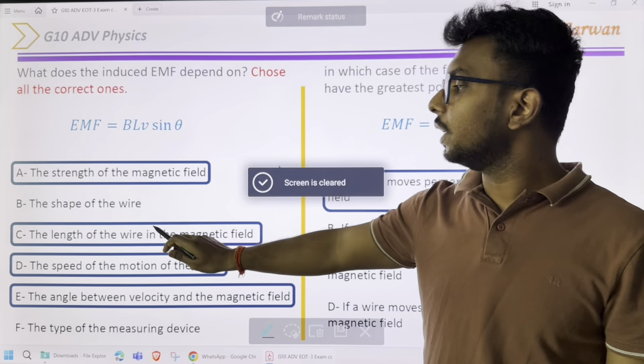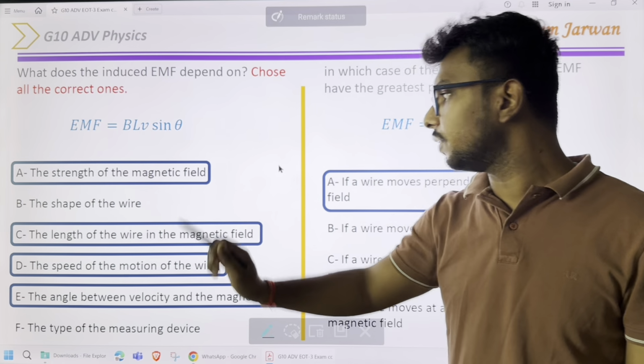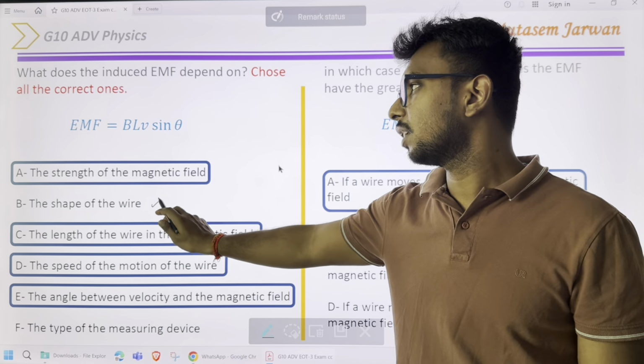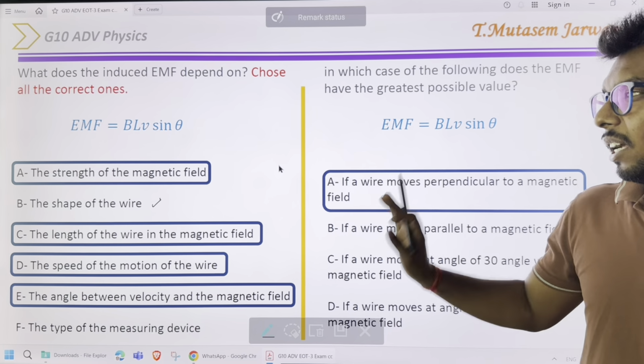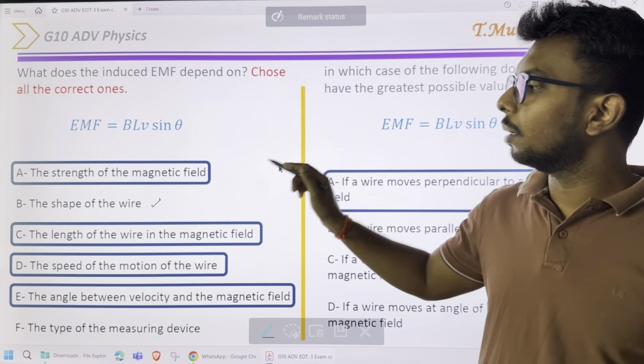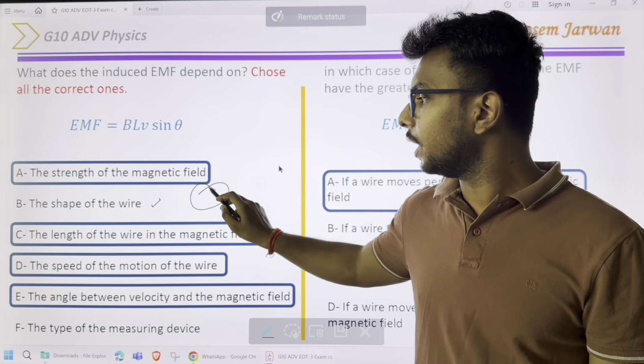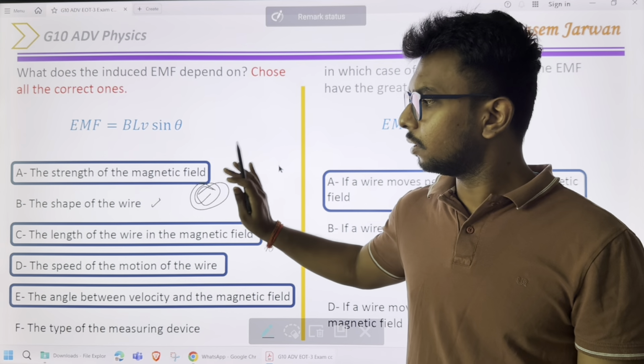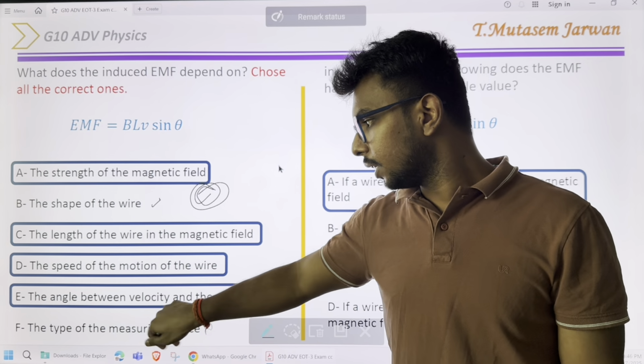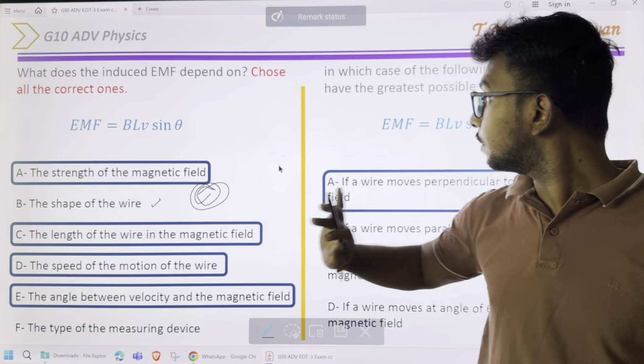the strength of the magnetic field, the length of the wire, the speed, the angle between the velocity, the shape of the wire, actually it does, but eventually it will come to closed loop systems where the area matters and the flux. We are not going into that detail. The type of the measuring device, none.